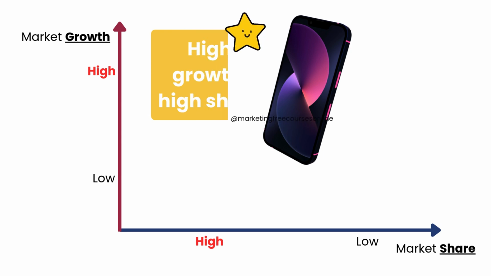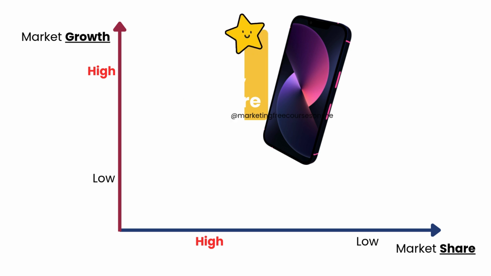Stars, high growth, high share. These are top products in fast-growing markets, like Apple's iPhone in the smartphone market. Stars make money but need investment to stay strong. Apple pours money into iPhone innovation to keep it a star.